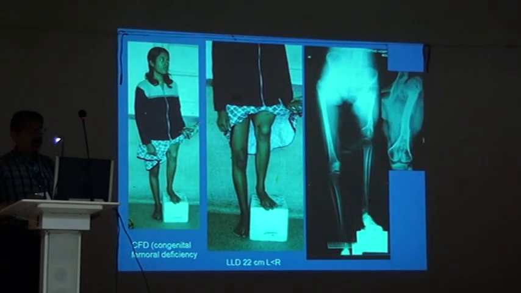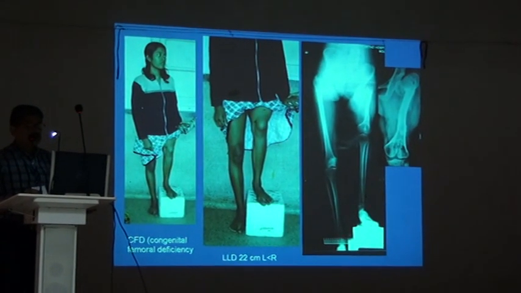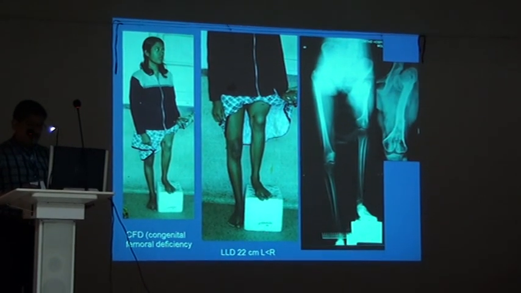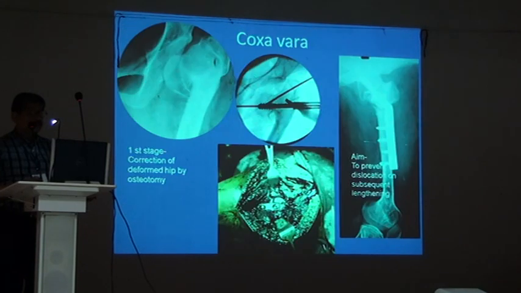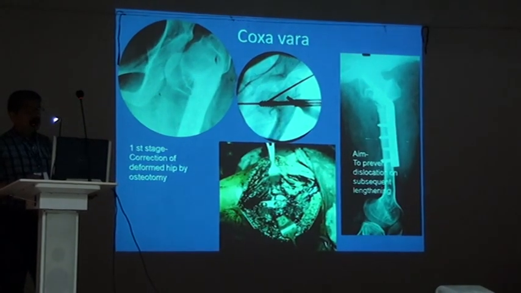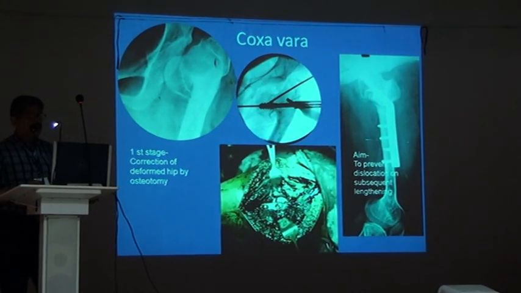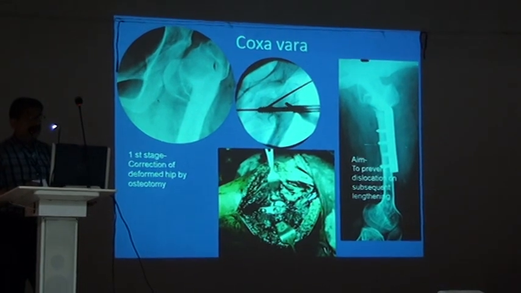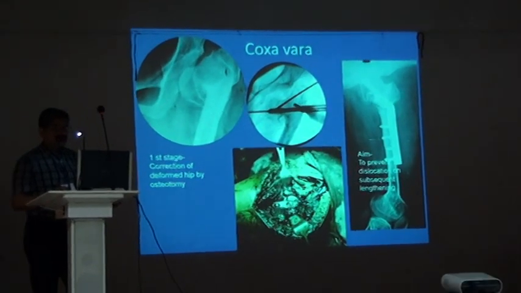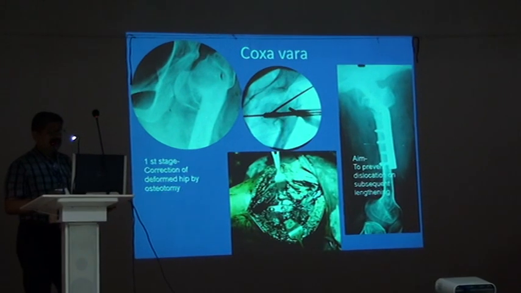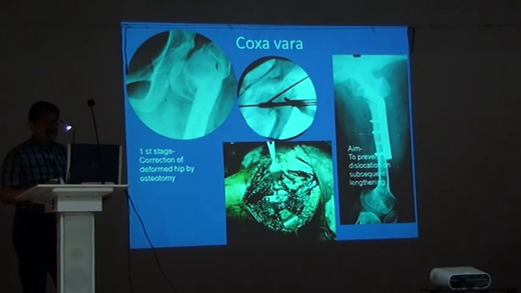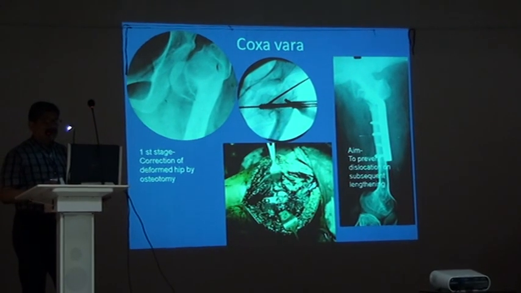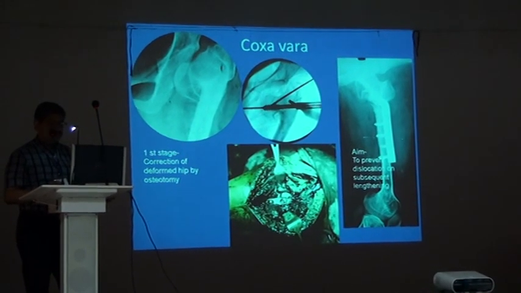This is a congenital femoral deficiency, and you can see the shape of the femur. Now she had an associated hip deformity. So if we do a lengthening in this type of hip, the coxa vara hip, this will obviously dislocate. So first stage is to correct the hip deformity by doing a corrective osteotomy. Our aim is to prevent dislocation on subsequent lengthening.